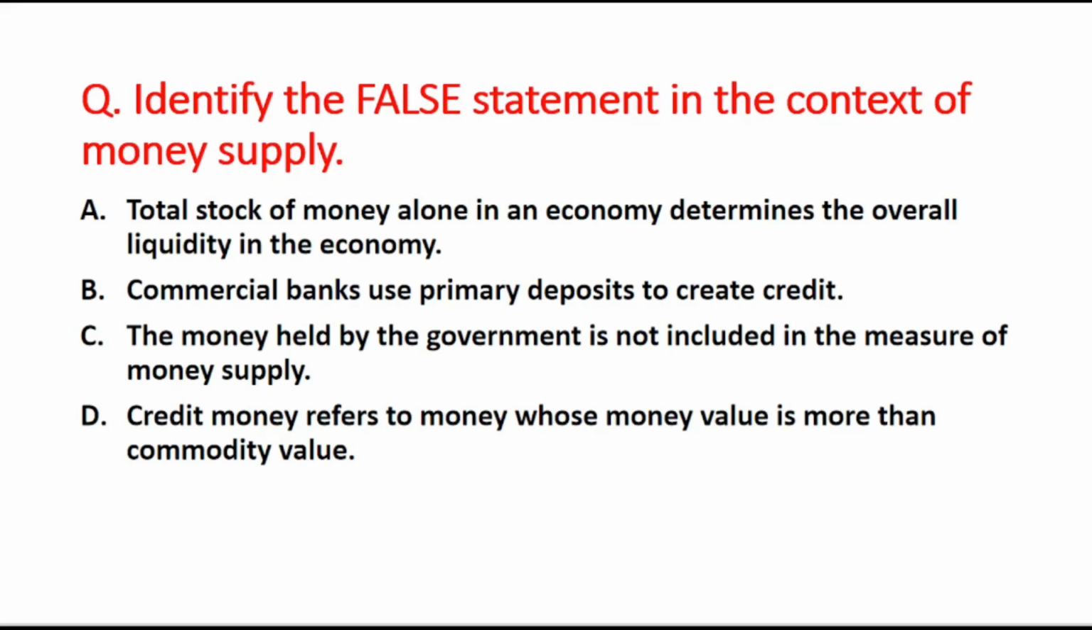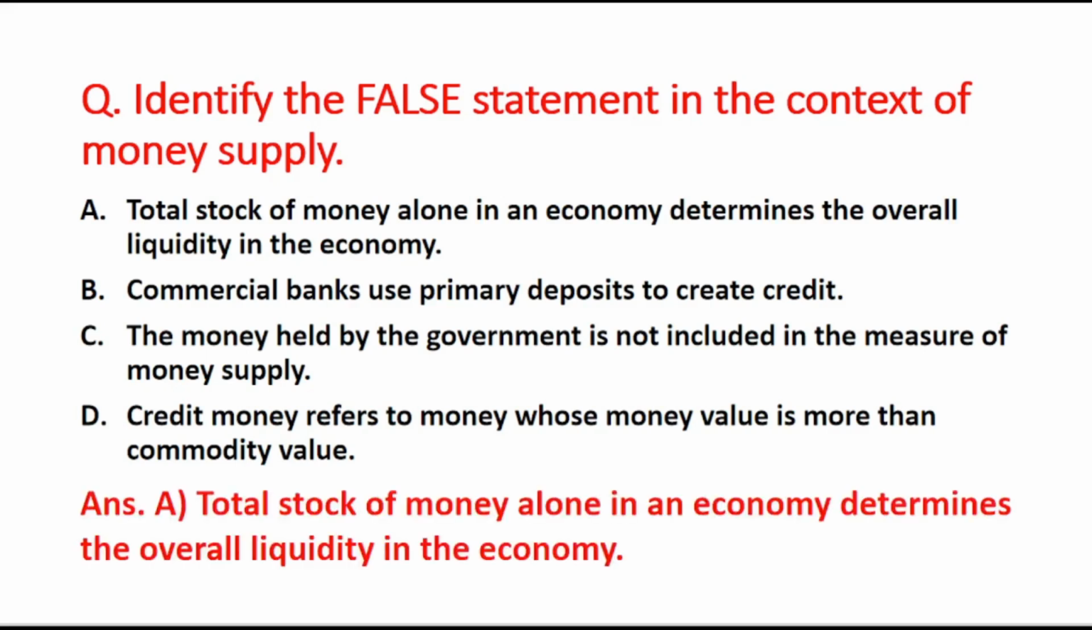Now the next question is, identify the false statement in the context of money supply. Your A option is total stock of money alone in an economy determines the overall liquidity in the economy. Your B option is commercial banks issue primary deposits to create credit. Your C option is the money held by the government is not included in the measure of money supply. And D option is credit money refers to the money whose monetary value is more than the commodity value. So the false statement about the money supply is option A, that is total stock of money alone in an economy determines the overall liquidity in the economy.